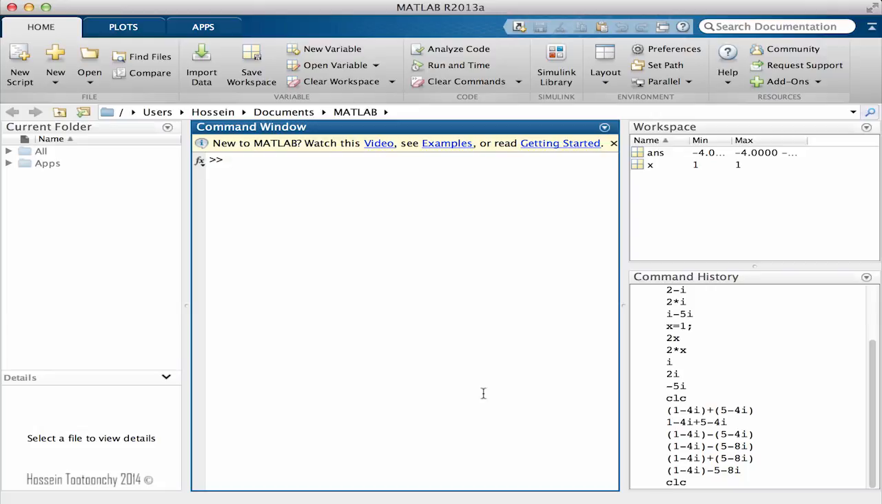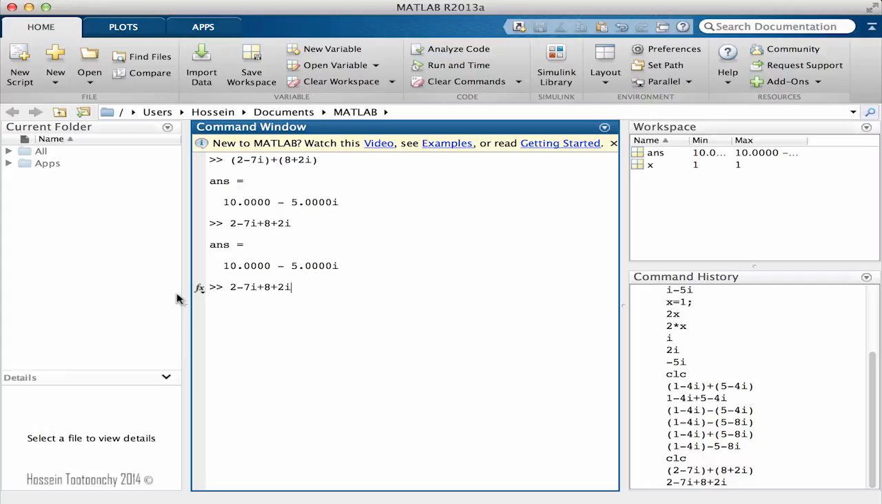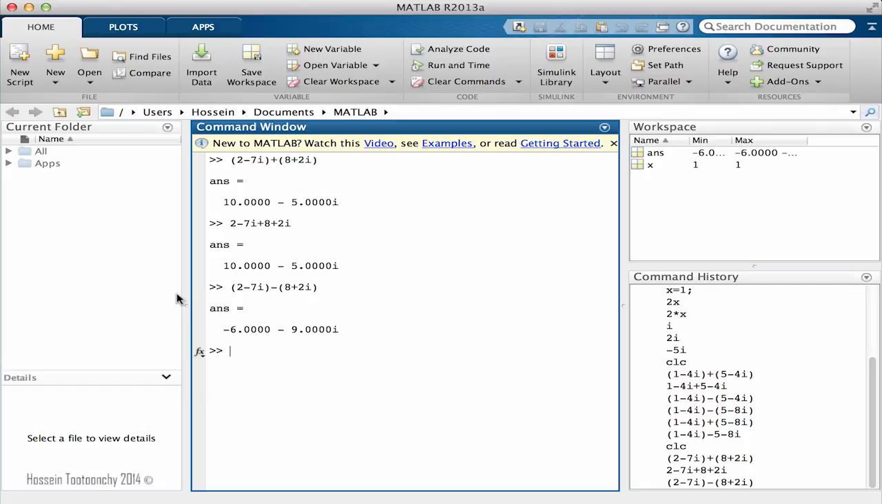With that said, we are now confident to do algebraic operations on complex numbers. So let me define 7i. Let me put it in parentheses to make it clearer. And let's do plus 8 plus 7i. Okay, if I do that, MATLAB is totally confident calculating the result. I also can eliminate the parentheses here, and MATLAB has no problem with that. We get the same result because it was just a plus sign between. But if it is a minus sign, we get this result.